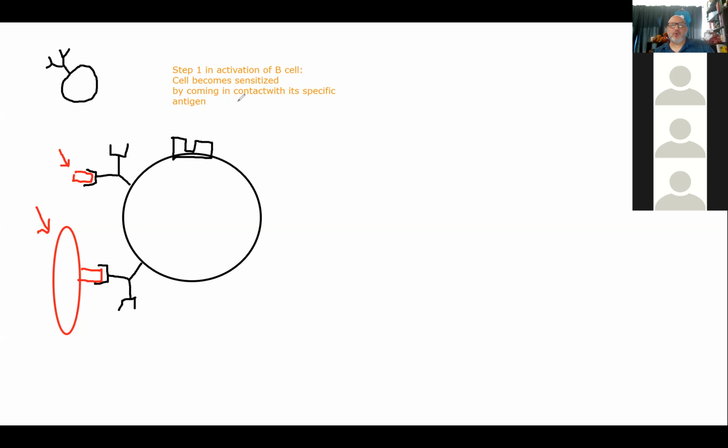When this occurs, so again, step one is that it comes in contact with the specific antigen. Then our B cell engulfs the antigen. And when it engulfs the antigen, it can then express that external antigen that it brought in on its surface with that class 2 major histocompatibility complex. So that antigen is brought inside, and once it is brought inside, it is then going to be expressed onto the surface by that class 2 major histocompatibility complex.